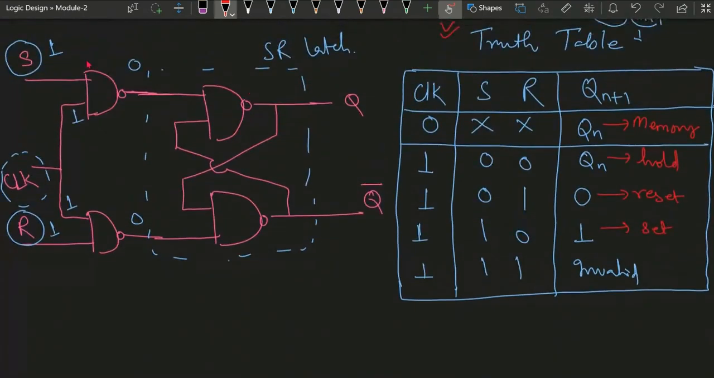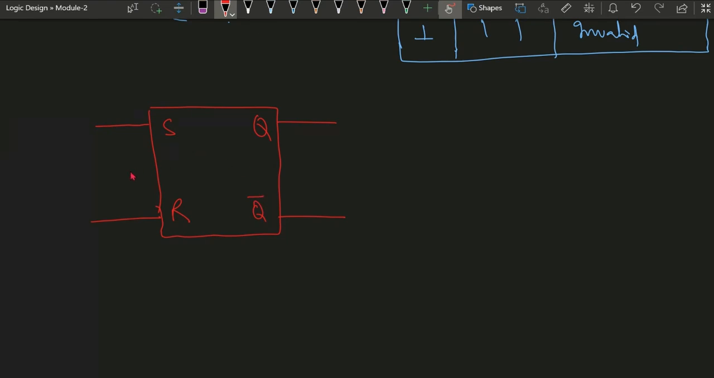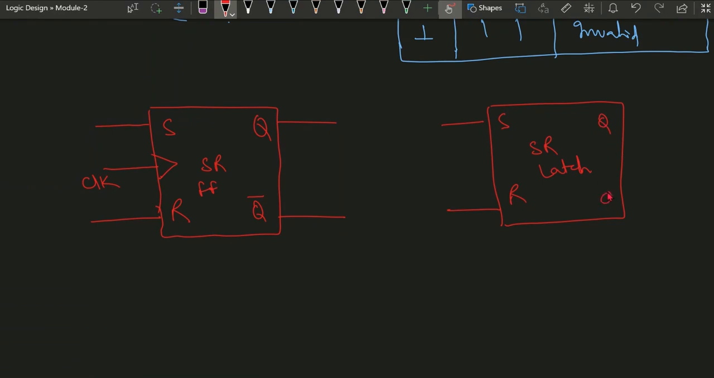The same circuit, the SR flip flop, is combined together into a block diagram representation likewise. So this is the SR flip flop. This is the S input and R input. The output will be Q and Q bar, and there will be a clock. Similarly, if we talk about the SR latch, this is S and R. There will be no clock. This is Q and this is Q bar.